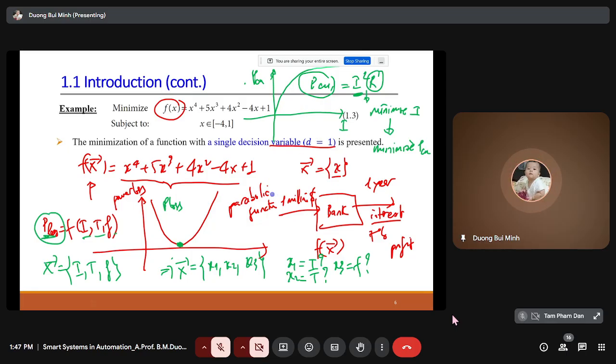So the question is how many variables we need. How many dimensions? Three variables, three dimensions, or one variable, one dimension? It depends on the objective function you develop.